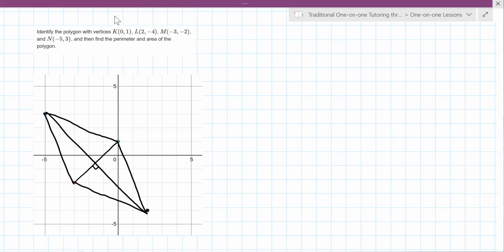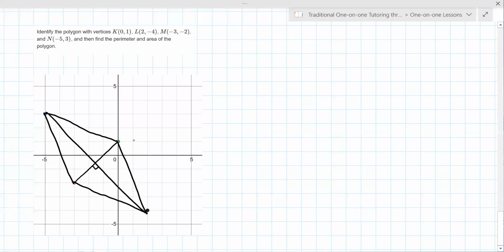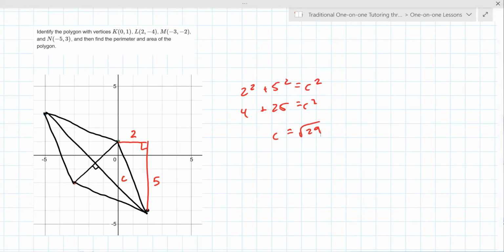I'm just going to grab a slightly different color here. This is what's hard about geometry. Sometimes you have to draw lines that don't exist. So this is 2, and then this is 5, and then you can find C. You see that? So 4 plus 25 equals C squared. C equals the square root of 29. And there are 4 of them, obviously, so the perimeter is 4 of those.